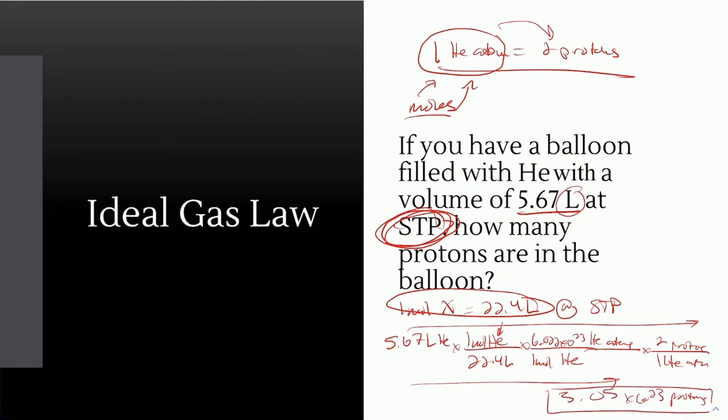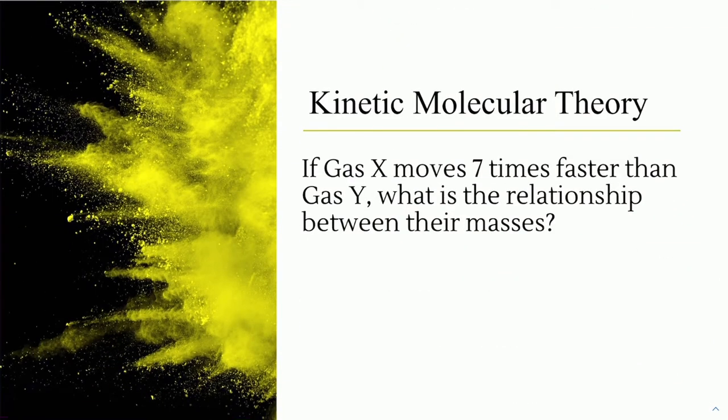So the next 2 questions will cover the kinetic molecular theory, which is what we were covering previous to the ideal gas law here. It's another version of what they may ask you regarding speeds. This one says, if gas X moves 7 times faster than gas Y, what is the relationship between their masses? The equation that you need to know is what we call Graham's law.